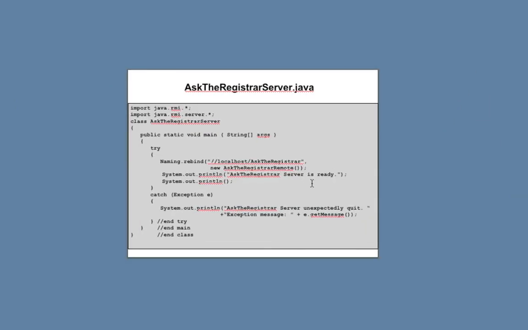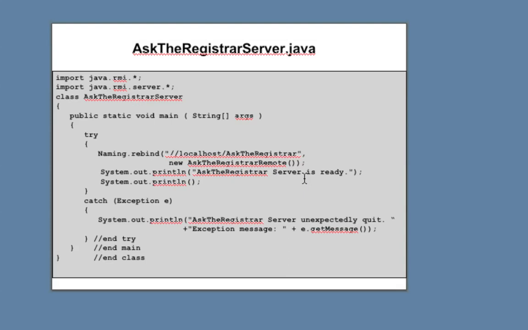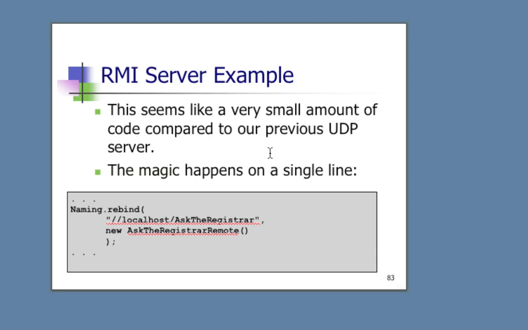And that is this code here. I should be able to, there we go. I can flip. So I've got a manual PowerPoint going on here. That is the code I just showed you a few minutes ago without all of the squiggly lines. So the RMI server example here seems to be a very small amount of code, compared to the previous UDP one that we looked at.